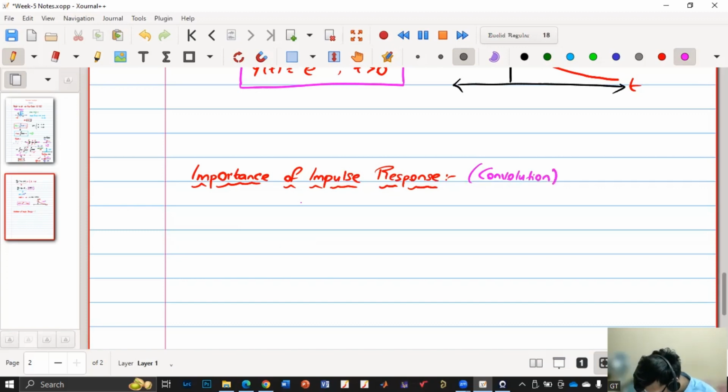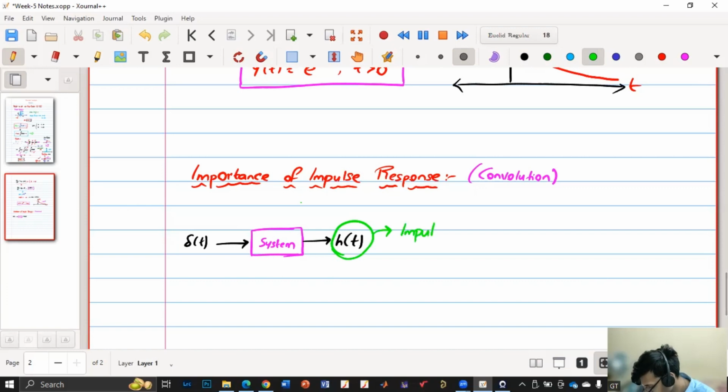Say we have a system. And say for delta of t, the output is h of t. So when the impulse input to the system gives a response h of t, then h of t is called the impulse response. It is called impulse response because it is the response of the system when the input is an impulse.